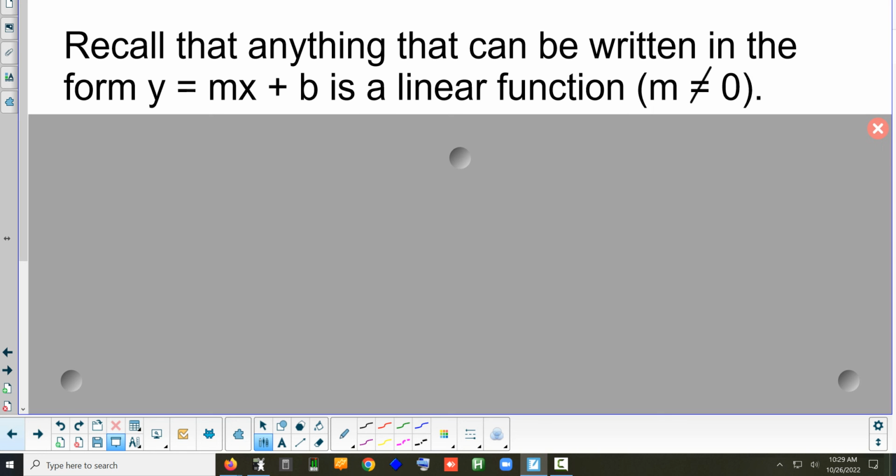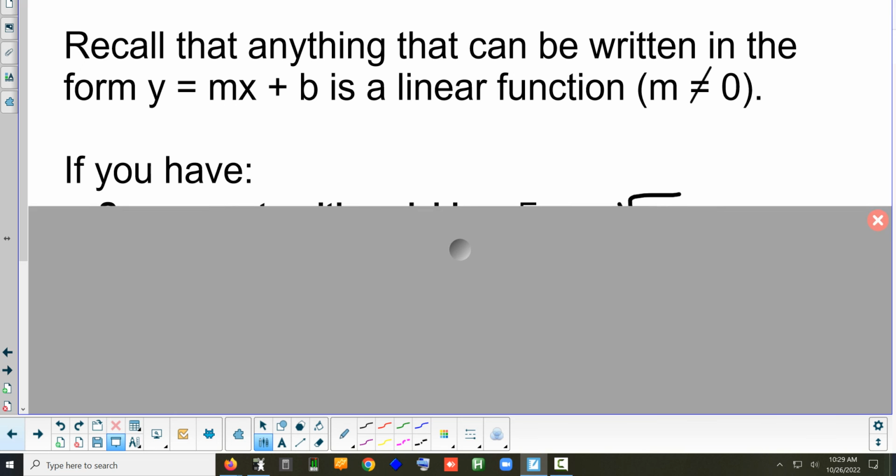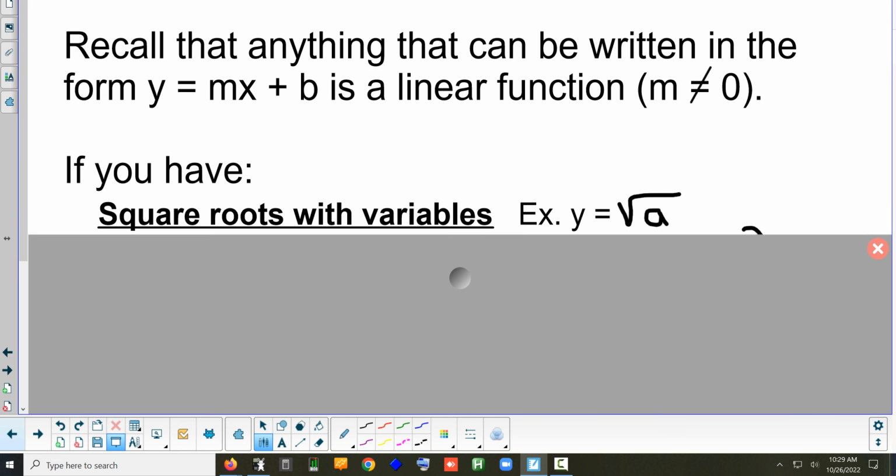So there are certain things we can look for to figure out whether something is linear or not. I'm going to show you some things that can pop up in your problem that tell you right away it is not linear. If you ever see something with a square root, y equals mx plus b doesn't have square roots in it at all. So if you had something like y equals the square root of x plus 3, that absolutely is not a line. It's not y equals mx plus b. So if you see something with a square root, not linear.